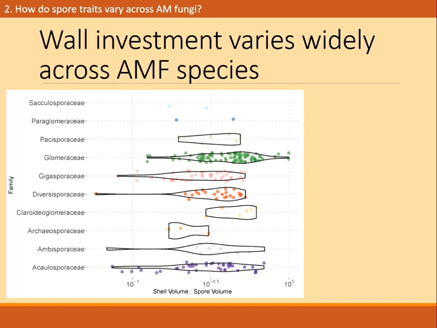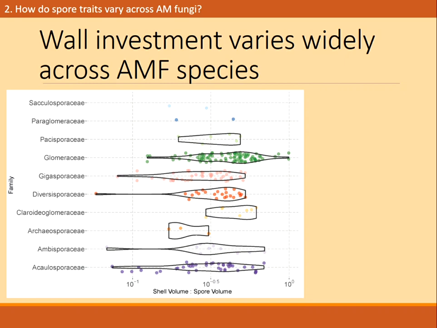Okay, what about wall investment? So again, wall investment tells us what percentage of the total spore volume is made of the wall, the protective feature of the spore. And wall investment varies widely across AM fungal species. So on the left, we've got species that have very thin walls, so they invest a small amount in the protective structure of the spore. And then on the right, we have some species that invest a huge amount in the wall of the spore.